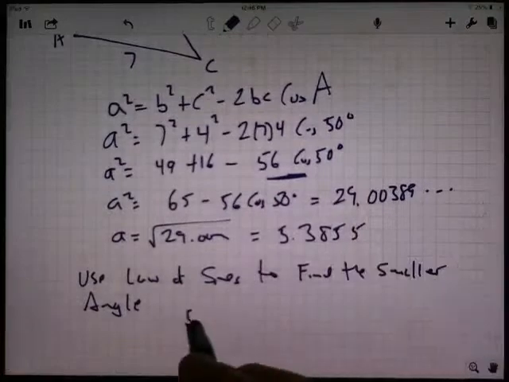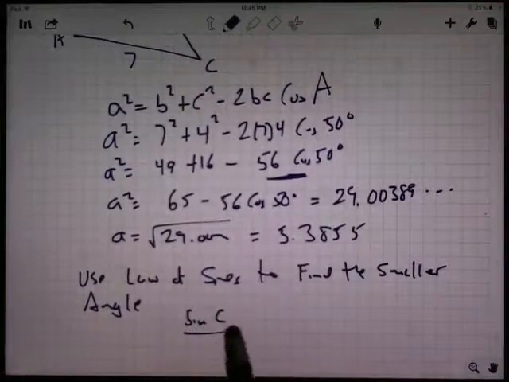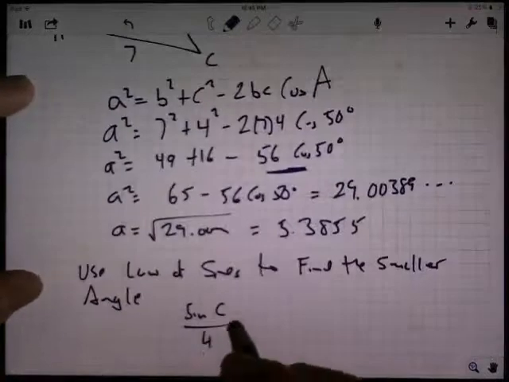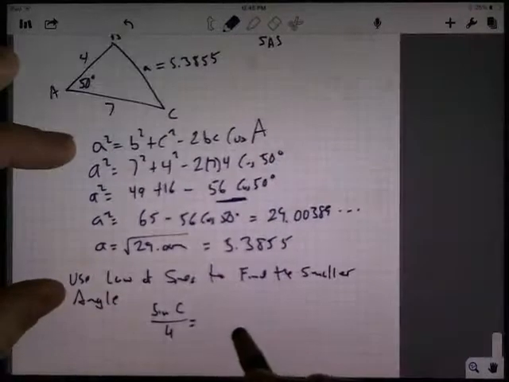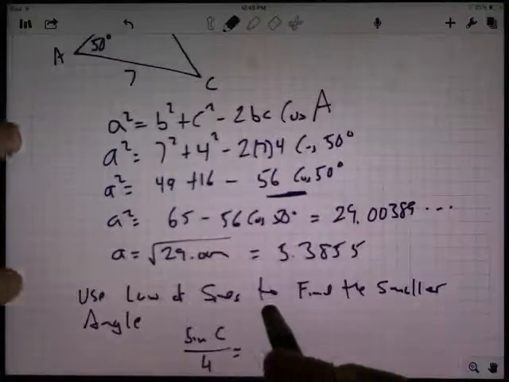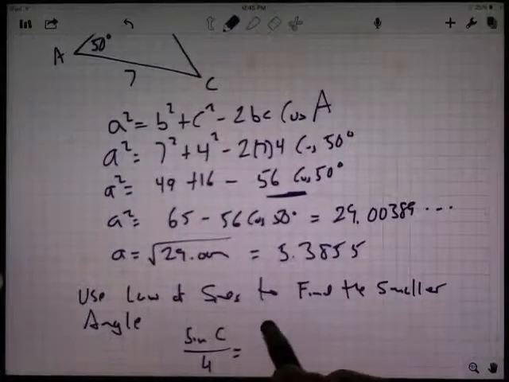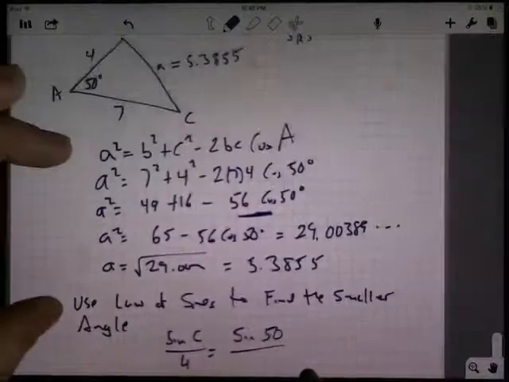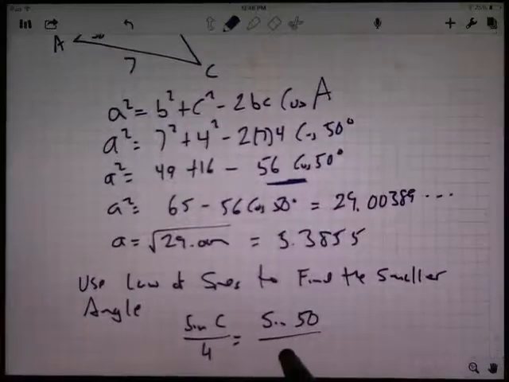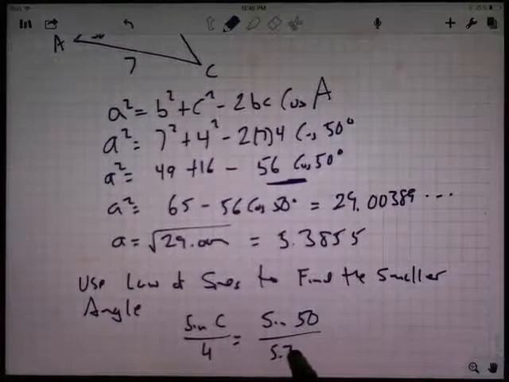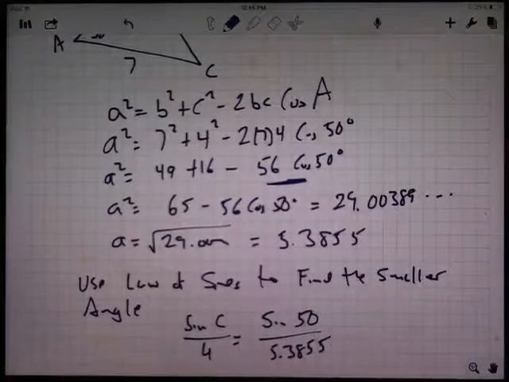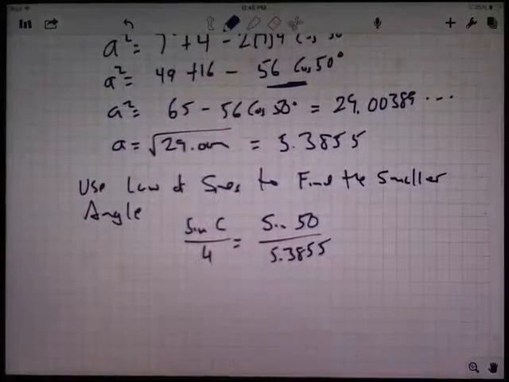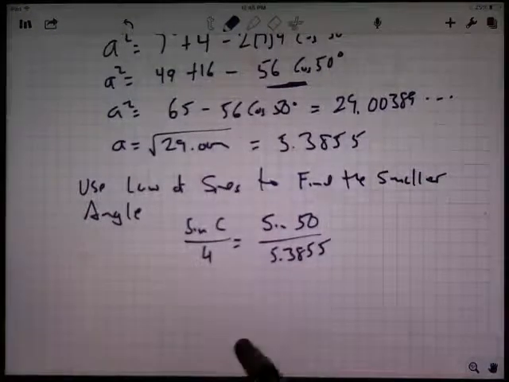I've got the sine of angle C divided by its opposite side, 4, equals the sine of 50 divided by its opposite side, and that's the thing we just calculated here, 5.3855. And I'm going to use my calculator. Again, I still have that number waiting. I haven't rounded it yet.